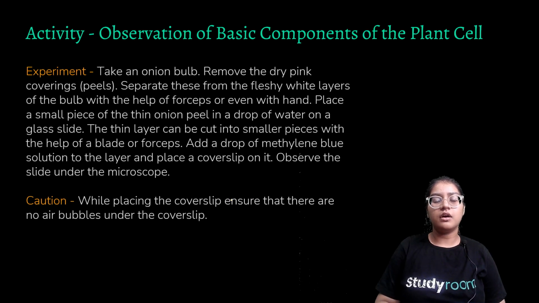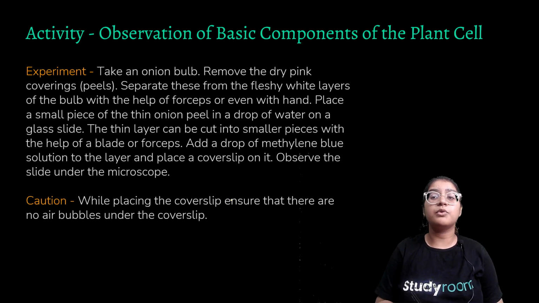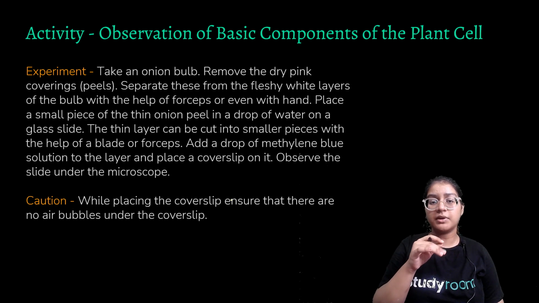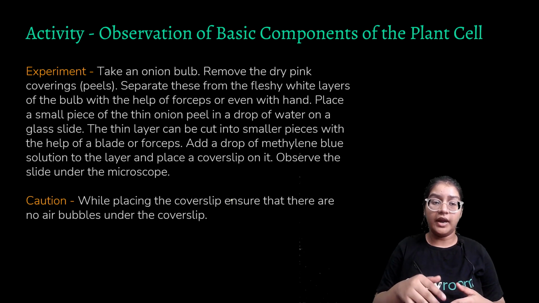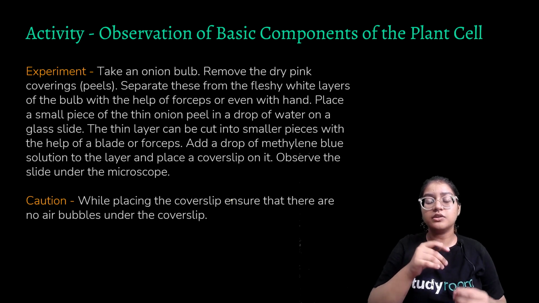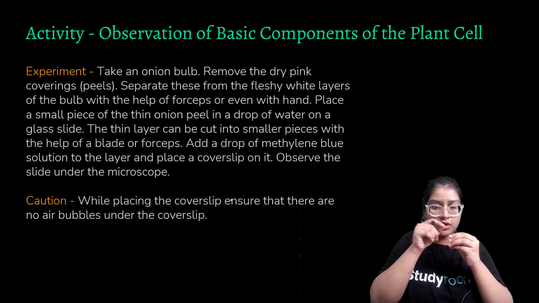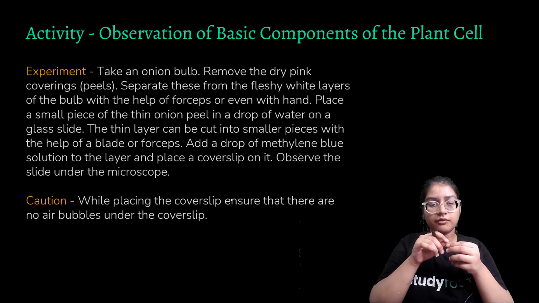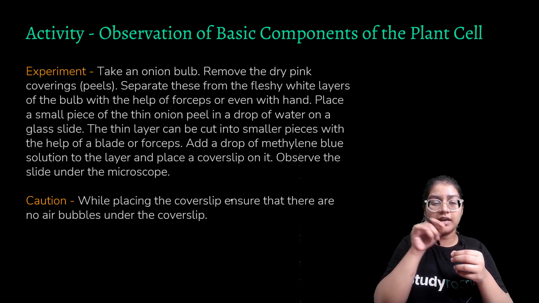Now we have an activity: observation of basic components of the plant cell. So you have to take an onion bulb, remove the dark pink covering and separate it from the fleshy white layers of the bulb with the help of forceps. Place a small piece of the thin layer. So you have to take an onion, remove the dark pink covering, and then peel a certain white colored structure.